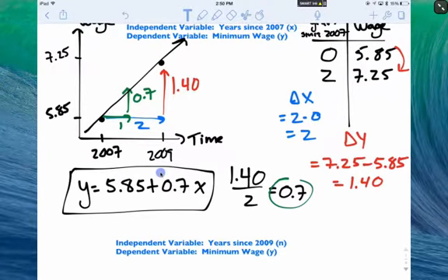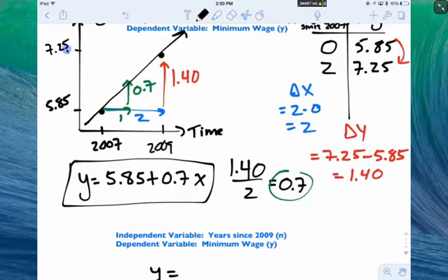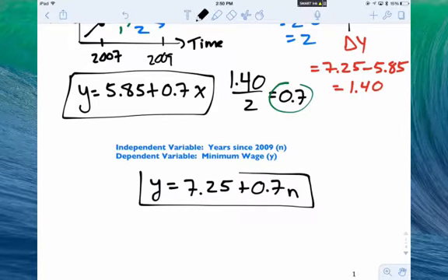And I think here, the equation would be very similar. It would just be y equals, the minimum wage, quote unquote, started not at $5.85, it starts at $7.25. Right? It still grows at 70 cents a year, but of course it would be 0.7 times n, right? When n is 0, 0 years after 2009, the minimum wage was $7.25, and it still grew at the same rate. And you could do some prediction or modeling using this equation now.